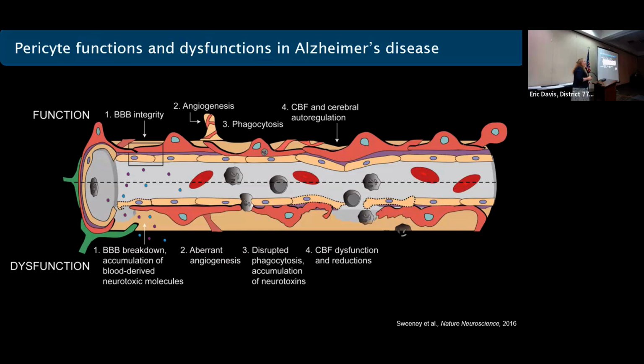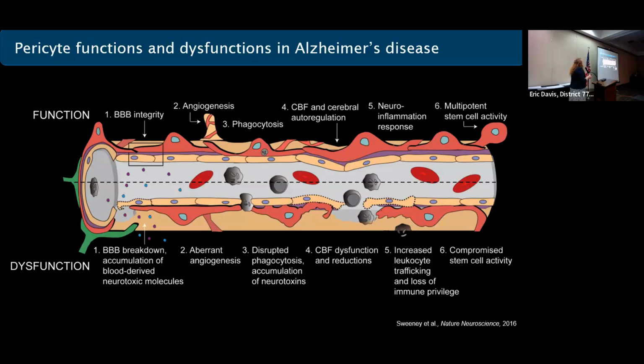They're also important for the regulation of blood flow. So in Alzheimer's disease, we know there's a reduction in blood flow in your brain. And what is the cause of this? Nobody really knows. They're involved in neuroinflammation, and we know there's aberrant leukocyte entry, so this entry from your blood to the brain of leukocytes. And they also have kind of a fascinating stem cell activity.